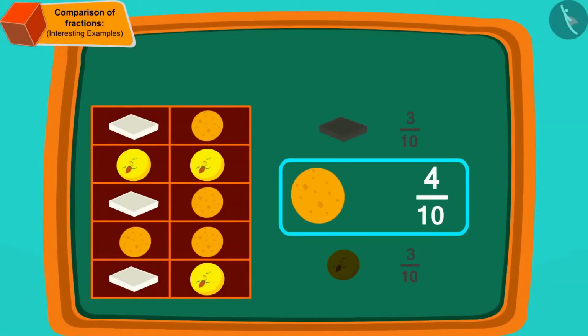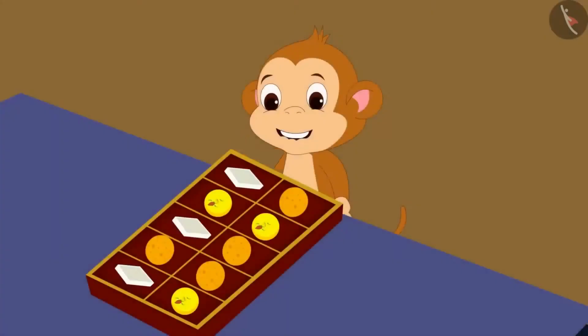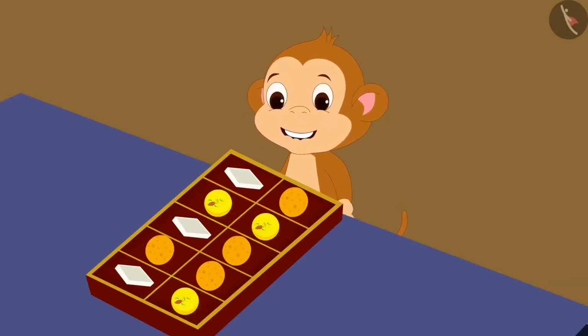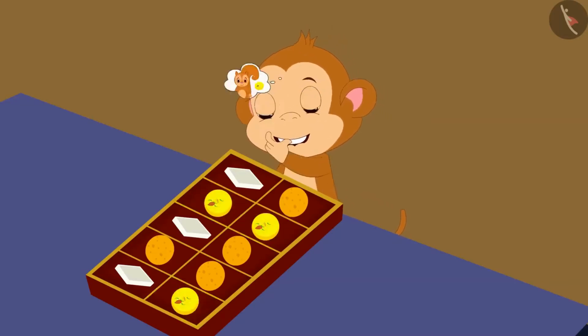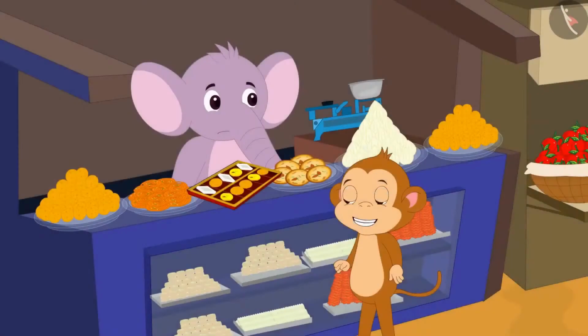Absolutely correct! Laddus are filled in the largest part, 4/10 of the sweet box. When Babban saw the box of sweets, Appu had filled Peda in some parts. Chanda had told him that Appu's pedas are not tasty at all. So, he asked Appu to fill jalebi in parts of the box where he had filled pedas.